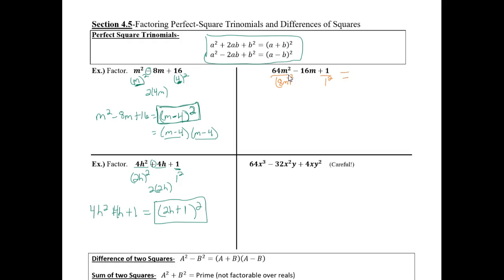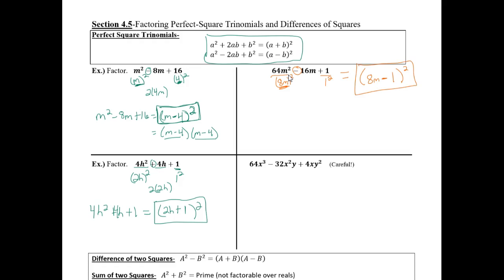I can factor it straight into my squared binomial by taking the square root of the first term. So 64m squared, we already said was 8m. Square root of the last term, the square root of 1 is 1. And I know the sign in the middle is negative, so the sign here will be negative. And that's as far as we can factor this.